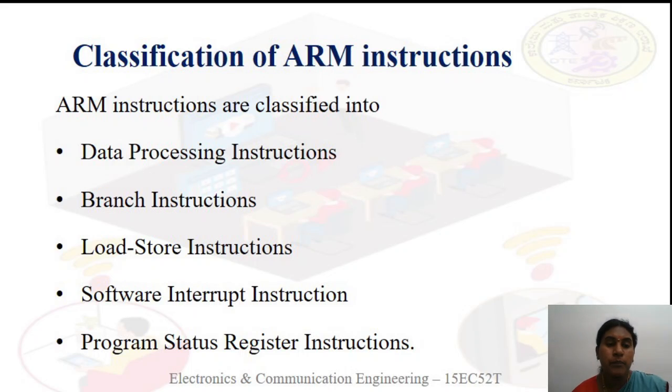What do you mean by data processing instructions? These are the instructions which are mainly used to manipulate the data found in the register. That is, you are changing the data. That's why it's called data processing instructions. Then the branch instructions. What do you mean by branch instructions?